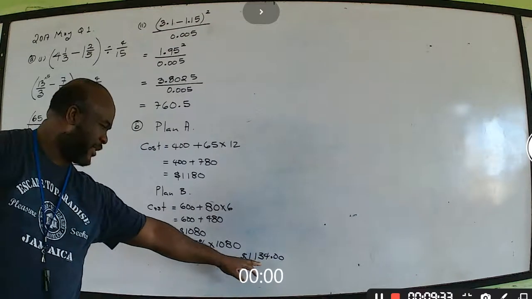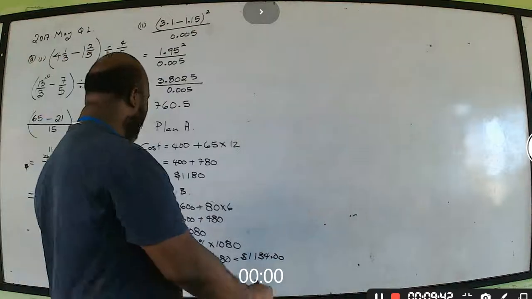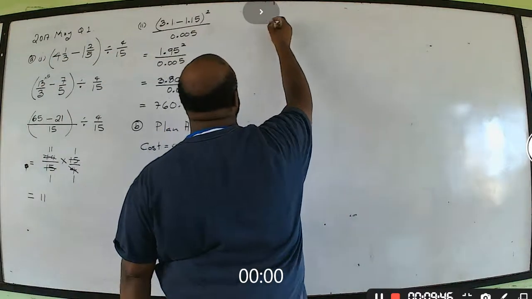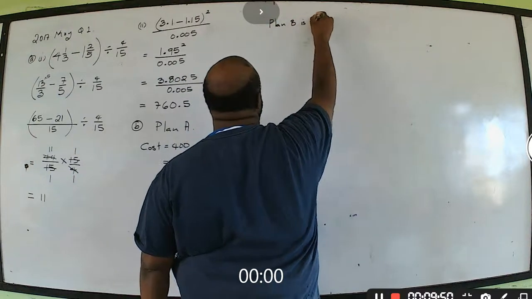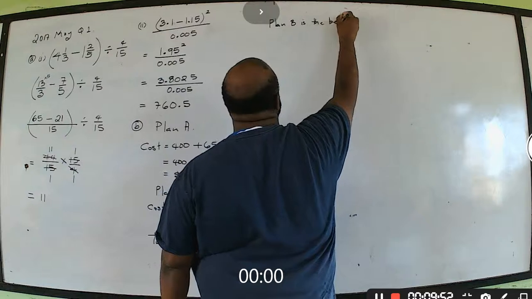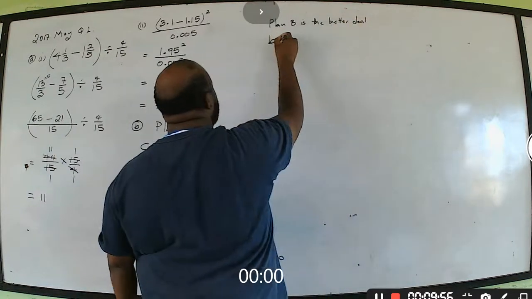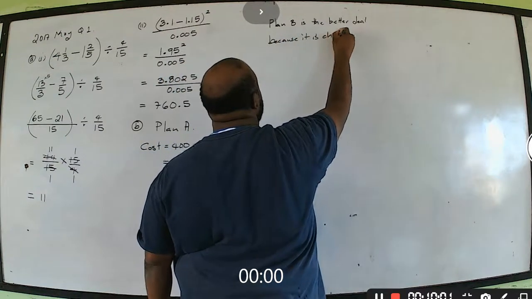Times that, this is the cost of plan B. Which one is the better deal? So, plan B. Good. So we simply say that plan B is the better deal because it is cheaper?